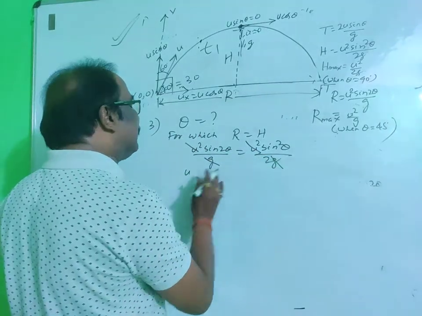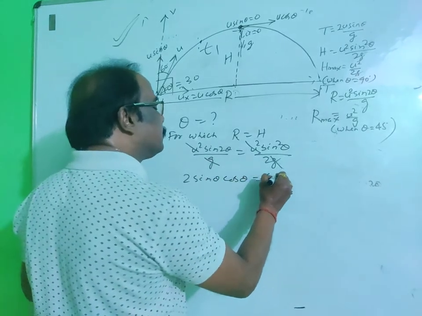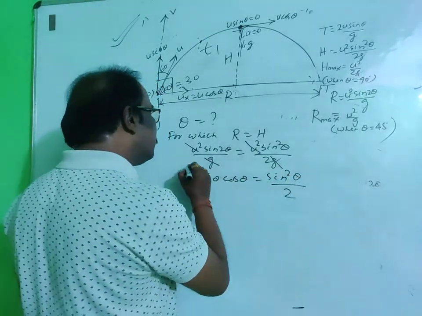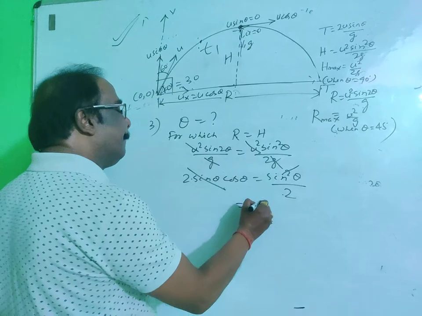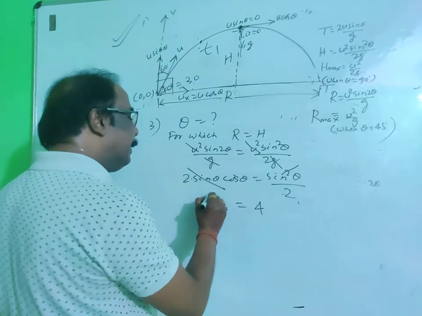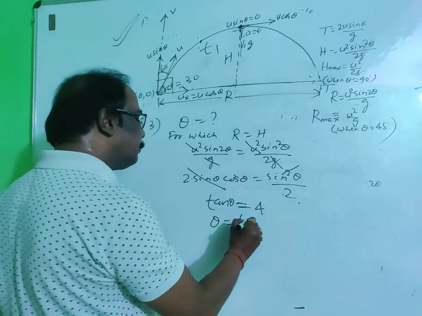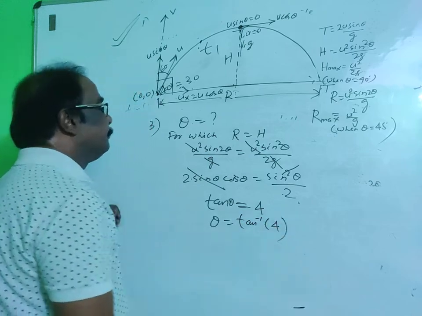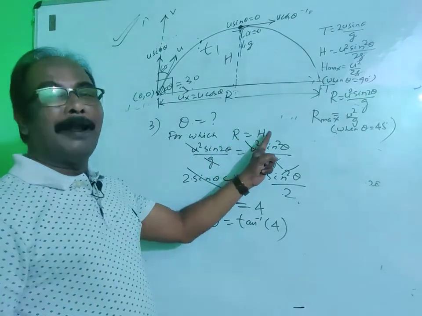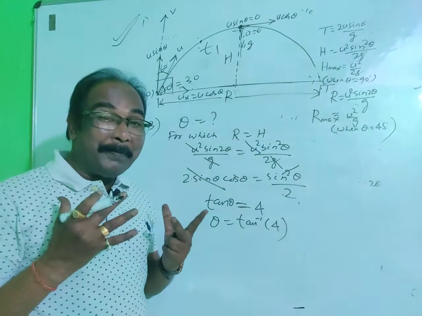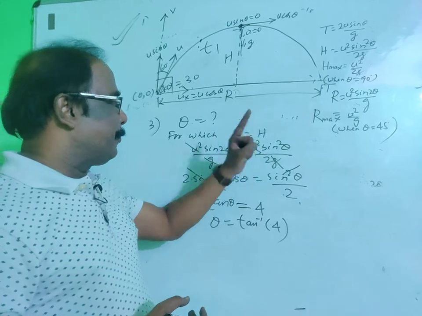Okay, then U square gets cancelled, g gets cancelled, then sine 2 theta means 2 sine theta cos theta is equal to sine square theta divided by 2 sine theta, sine gets cancelled, then 2 into 2 is 4, sine theta by cos theta, cross multiply, tan theta is equal to 4. Then what is value of theta, theta is equal to tan inverse 4. Then this is the angle of projection for which horizontal range is equal to maximum height. So if a body is projected at an angle tan inverse 4, then horizontal range will be equal to maximum height.